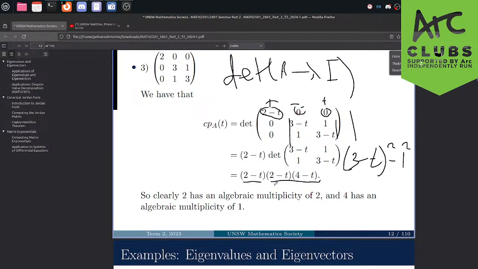So you can see 2 has an algebraic multiplicity of 2, and 4 has an algebraic multiplicity of 1, because 2 minus t is multiplied twice.